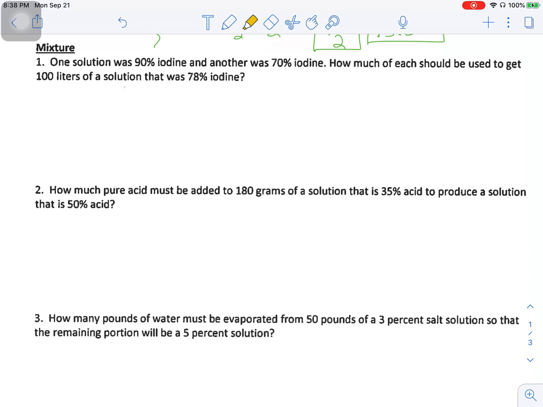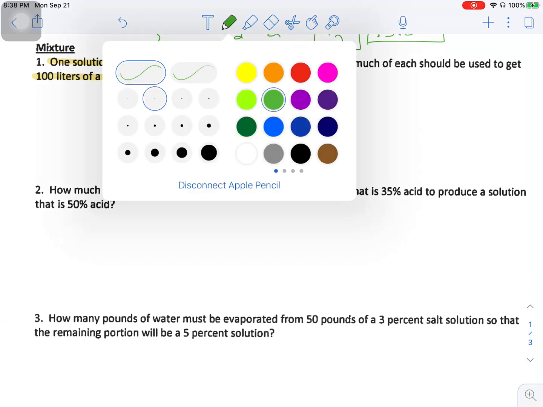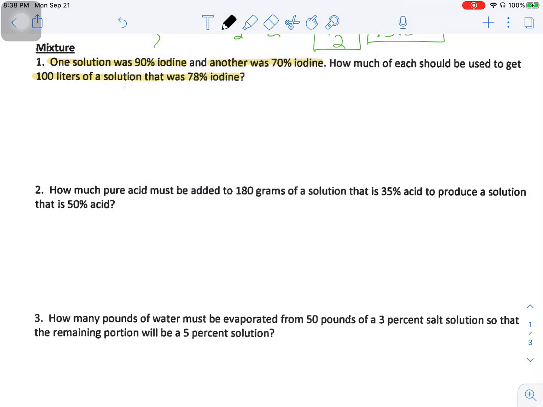So if we take a look at problem number 1, we have one solution that was 90% iodine. Another was 70% iodine. How much of each should be used to get 100 liters of a solution that was 78% iodine? There are lots of ways to organize your information. You choose what makes sense to you. This is going to look a little goofy, but it's what makes sense to me.